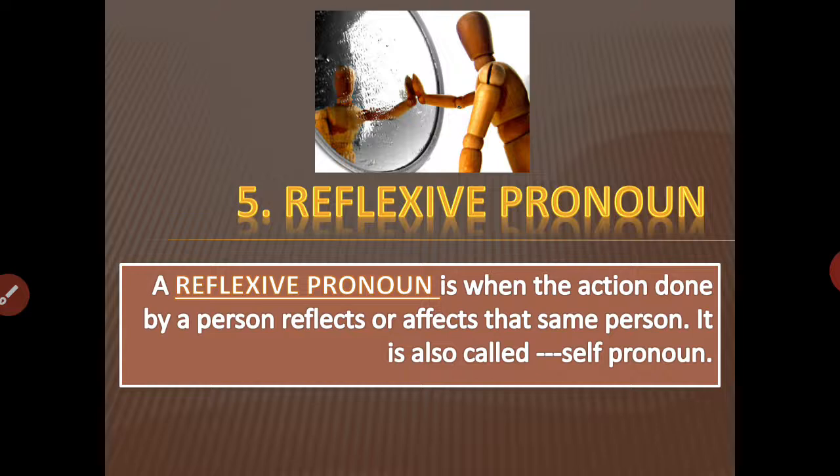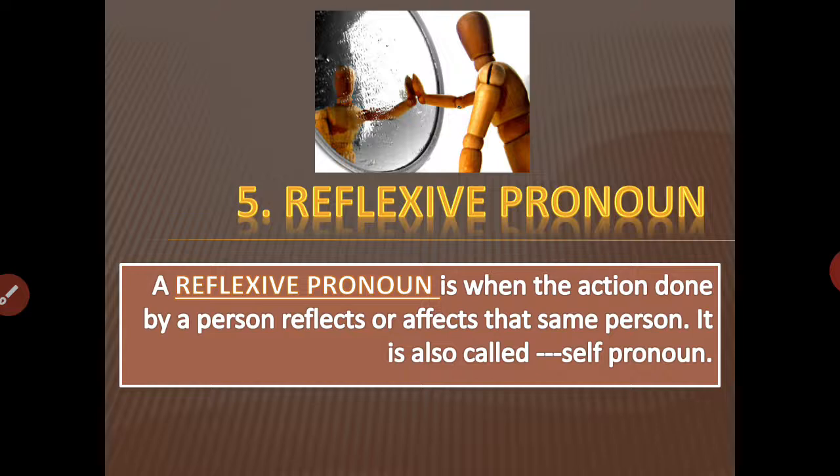Now, what can you see in the mirror when you did that activity? Of course, we have seen our own reflection in the mirror. Now, the action done by the subject or the person affects or reflects upon the same subject or person. The action done by you was you saw in the mirror, and what is the reflection? You can see your own reflection in the mirror.